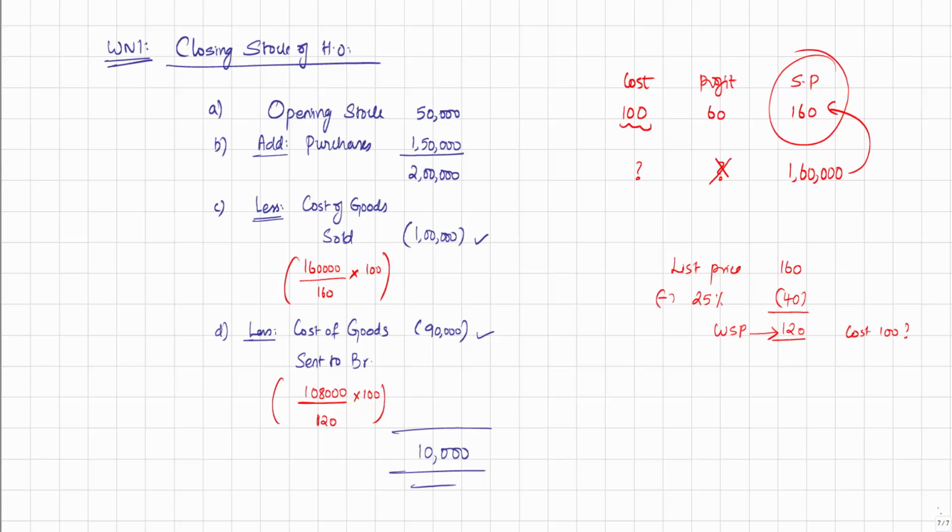Similarly, we should find out what is the closing stock at branch level. For that, we need working note 2. So let's have one more working note. Working note 2, that is value of closing stock at branch. And for that, you should know what is the goods that has been received at the branch.